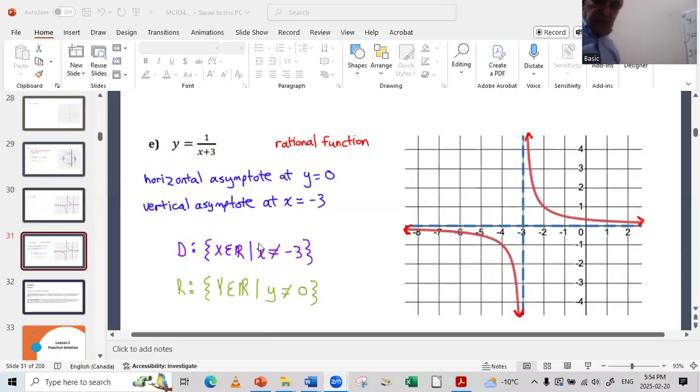Here it is. The domain is x belongs to R, and x does not equal minus 3, because if it equals minus 3, that will be 1 divided by 0, then it will be indefinite, or infinite, or there is no solution. And that's impossible. And also, for the range, y will belong to all real numbers, like here, but y never equals 0.